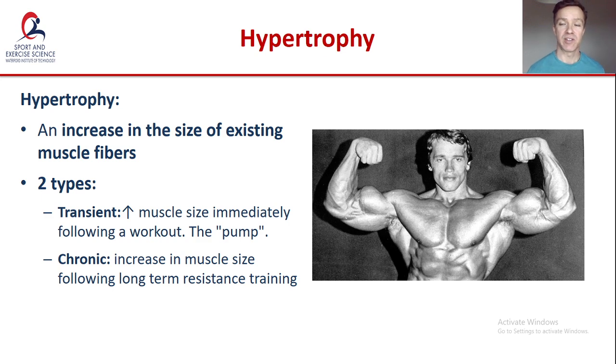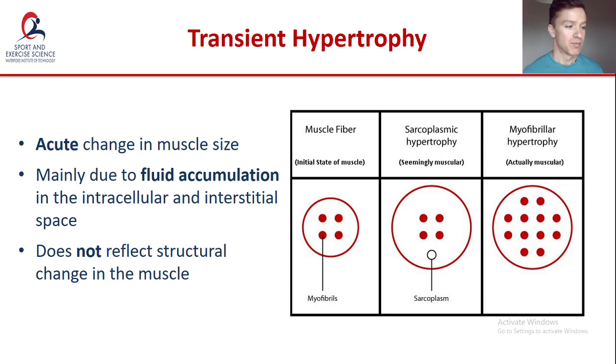If you go into a gym and do a bodybuilding type program, or do any exercise at all, even cycling on a bike, you'll feel a pump in your muscles, and the muscles themselves will have increased in size. This is a transient, short-term increase in muscle size immediately following a workout. Then if we have transient, then obviously we can have chronic. Chronic hypertrophy is an actual increase in the muscle size following long-term resistance training, and that's what we're really interested in. But let's have a quick look at the explanation for transient hypertrophy first.